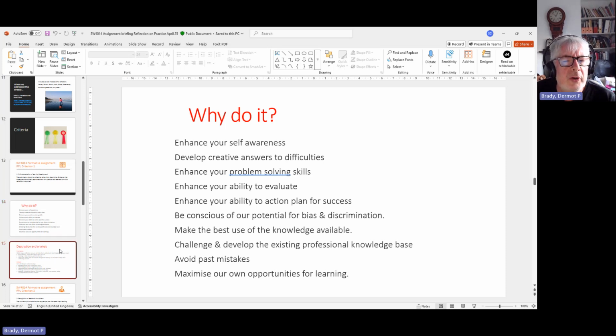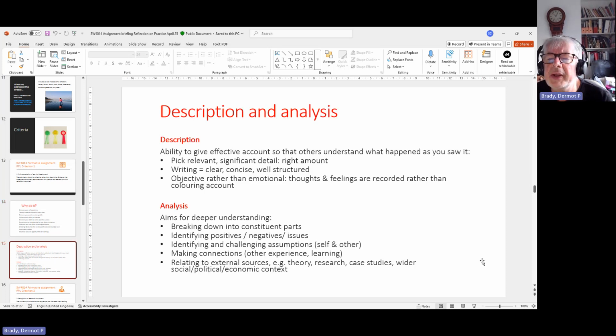So the other part of that criteria was a bit about description and analysis. So the description is fine. Be wary of just writing long "he said and then she said, etc." because that's not really getting at the meaning of situations. So there's a bit of a judgment call to be made about what's relevant and significant detail, and how much detail do I need to give to the reader so they can understand what's going on.